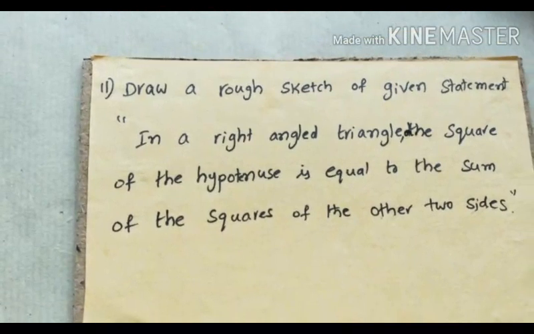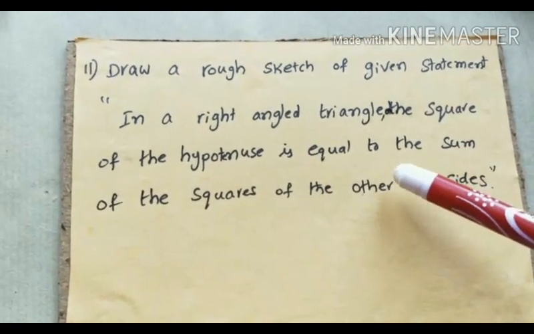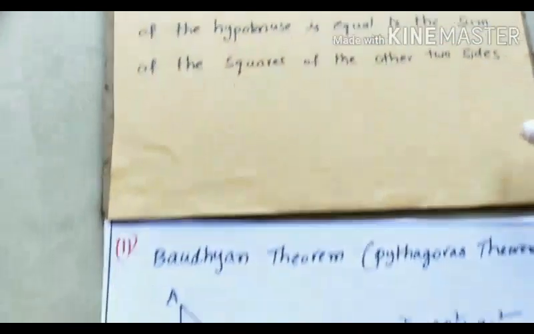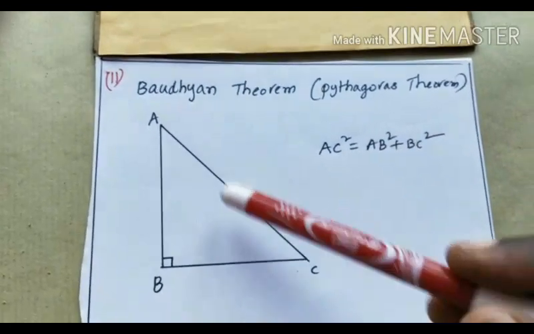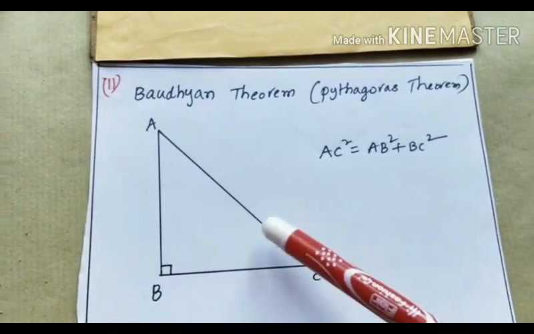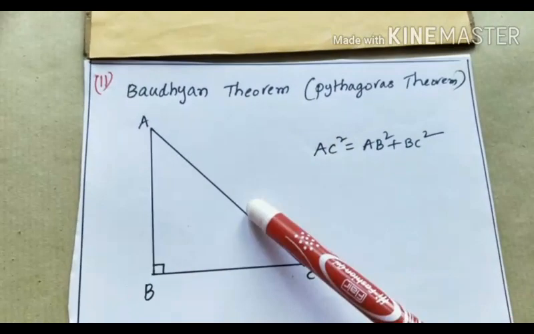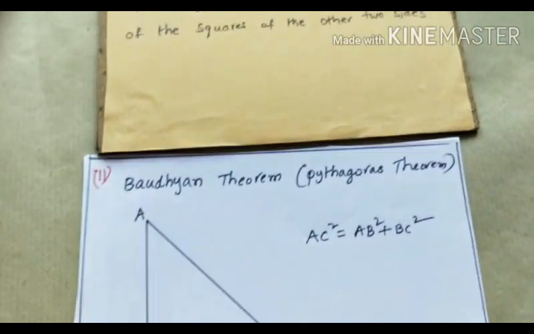Here is the 11th question. Draw a rough sketch of given statement. In a right angle triangle, the square of the hypotenuse is equal to the sum of the squares of the other two sides. So this is Baudhayana theorem or Pythagoras theorem. Here is the right angle triangle, right angle at B. So this is the hypotenuse. The square of the hypotenuse is equal to the sum of the squares of the other two sides.